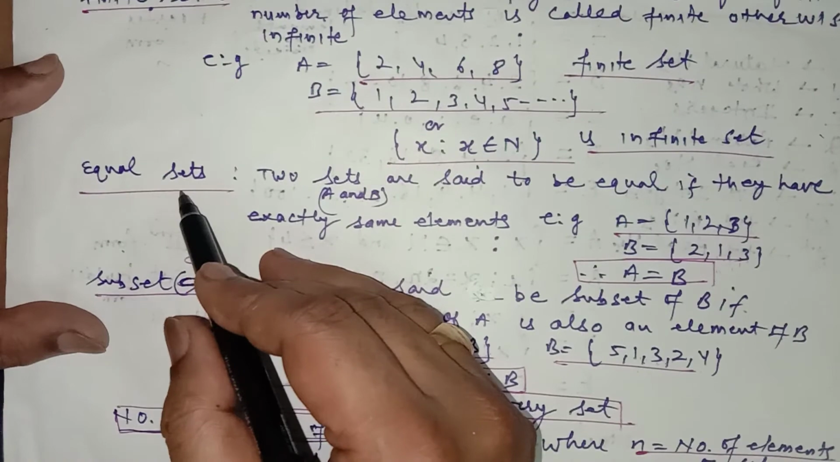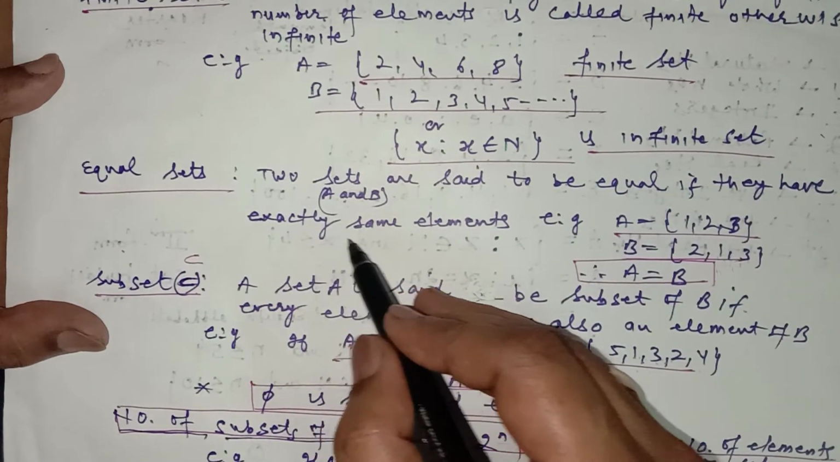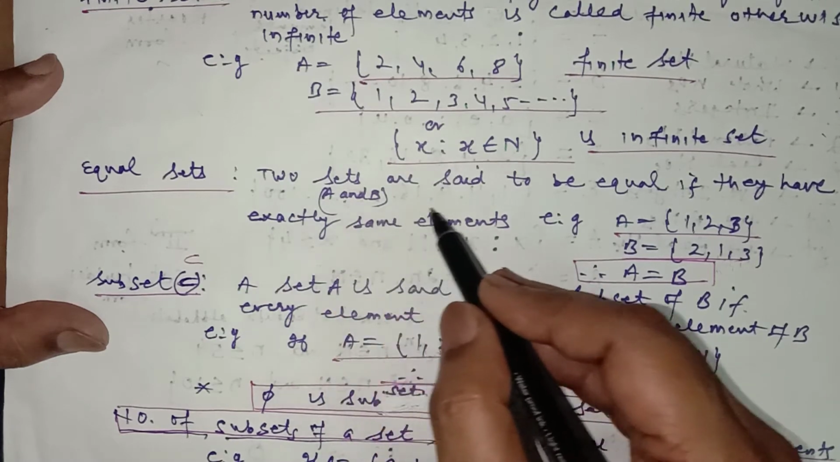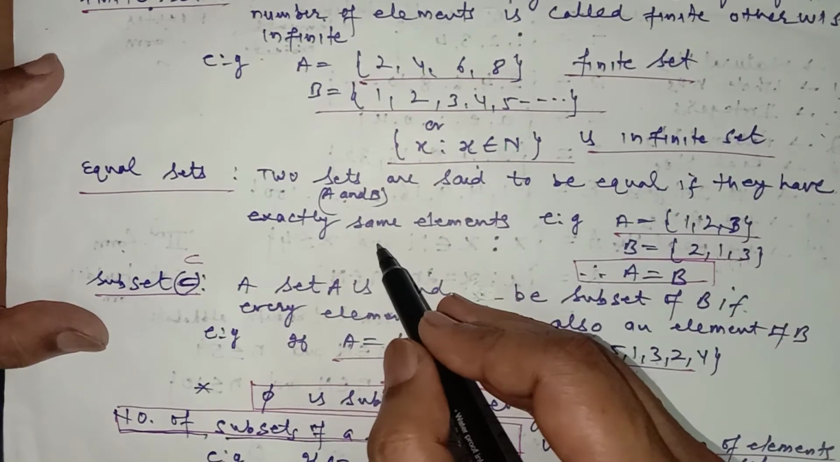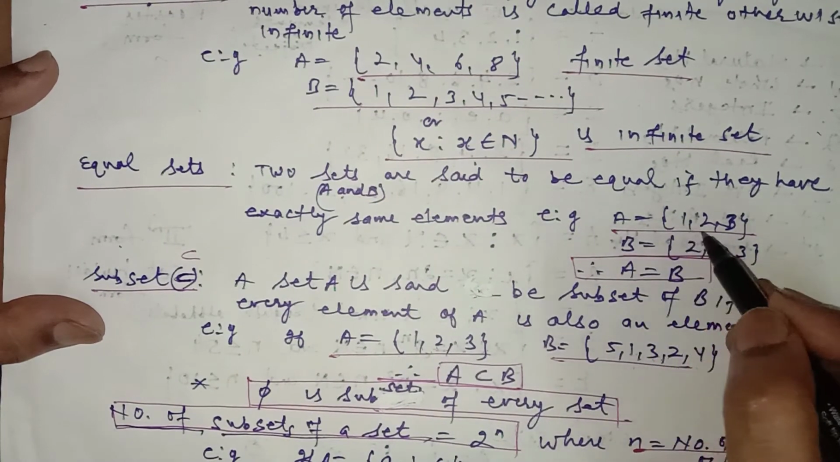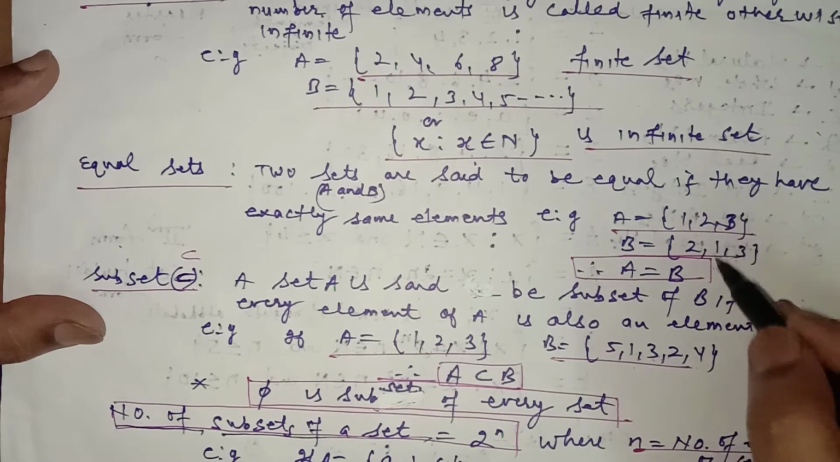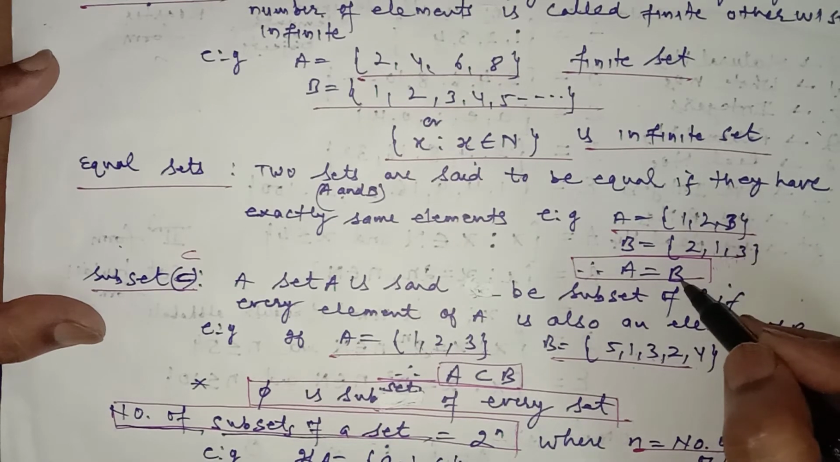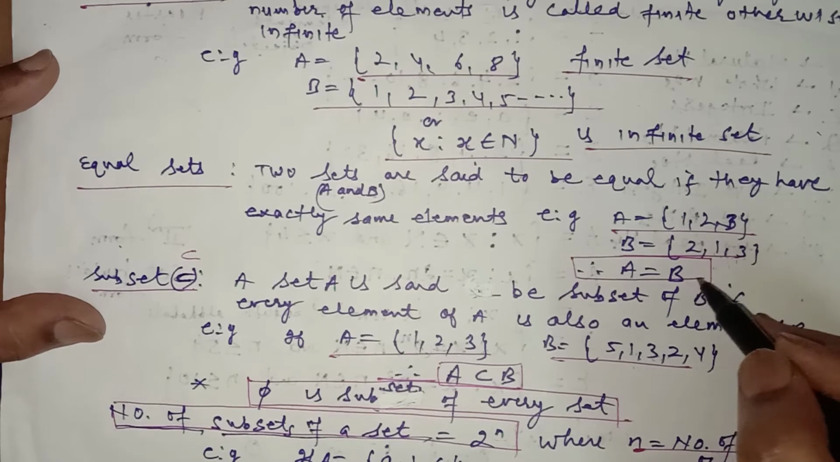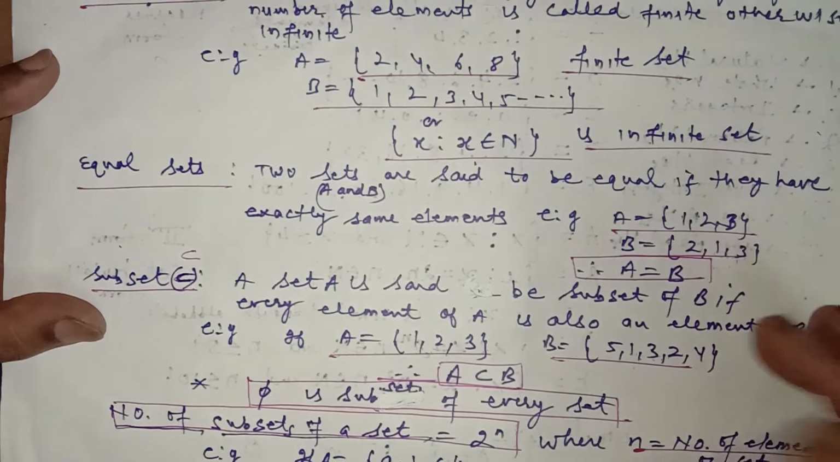Now what are equal sets? Two sets are said to be equal if they have exactly the same elements. Two sets A and B are said to be equal if they have the same elements, exactly the same elements. For example, let a set A contain the elements 1, 2, 3 and a set B contain the elements 2, 1, 3. Now the elements of these two sets are exactly the same, so these are known as equal sets. The order of the elements is meaningless in a set.